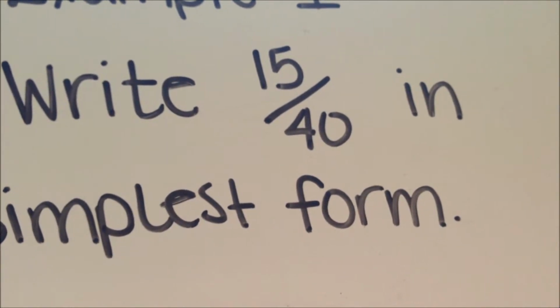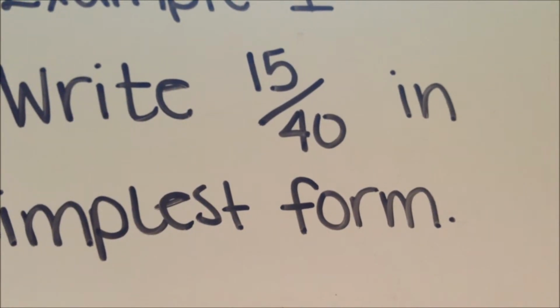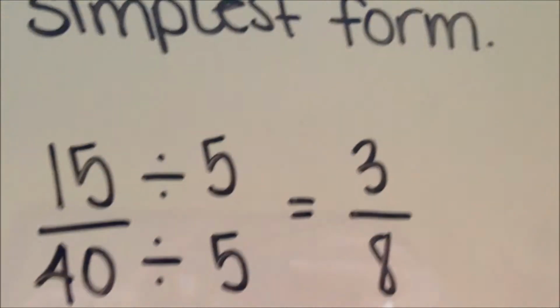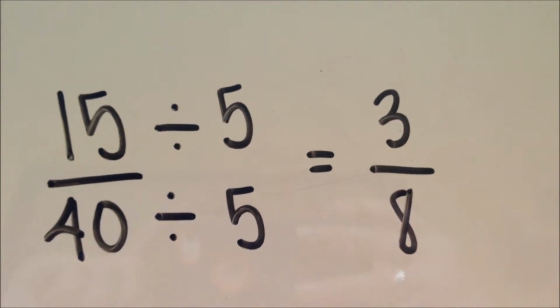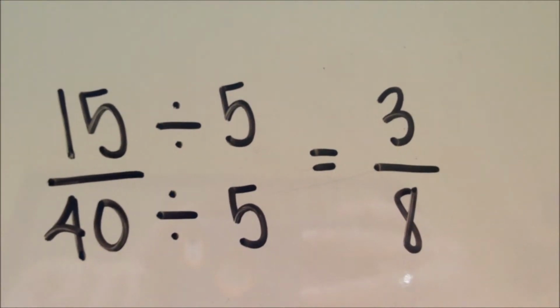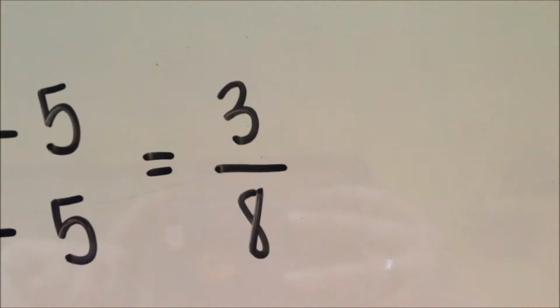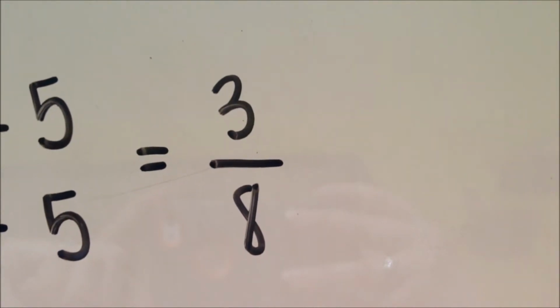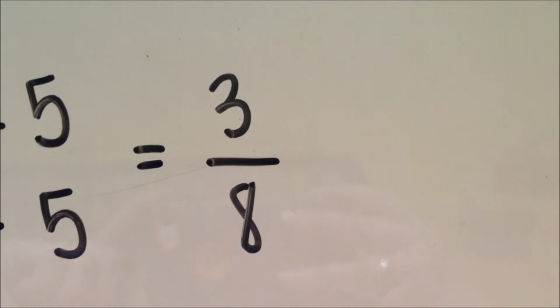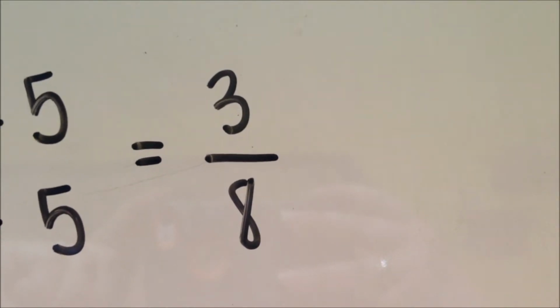Well, 15 and 40 are both divisible by 5. So we would take 15 divided by 5 and 40 divided by the same number, 5. We end up with 3/8. And 3/8 cannot be further reduced because 3 is prime and 8 does not have 3 as a factor. Let's try another problem. Let's use the fraction 16/24. Write the fraction in simplest form.